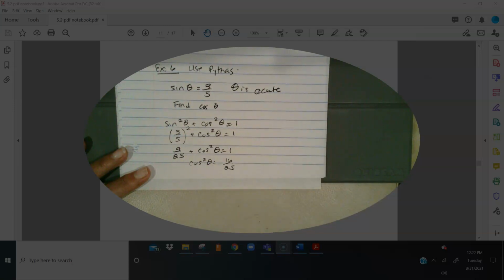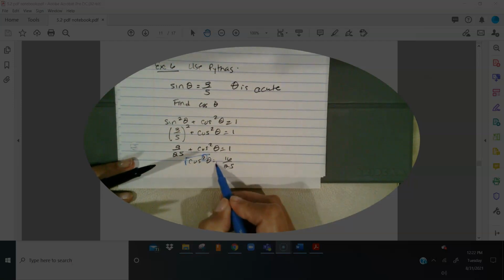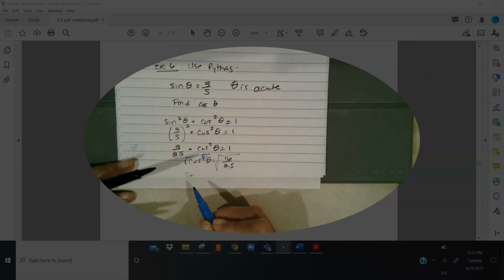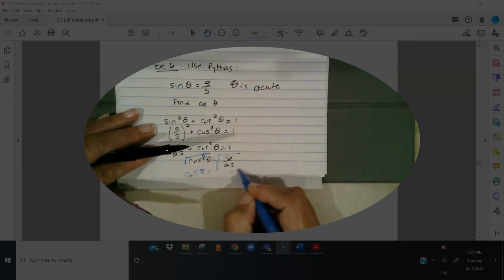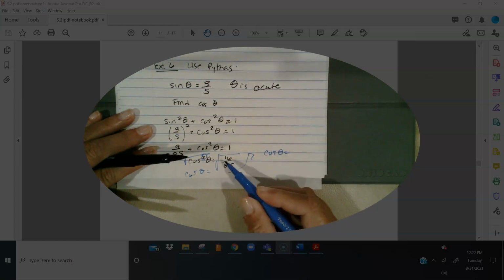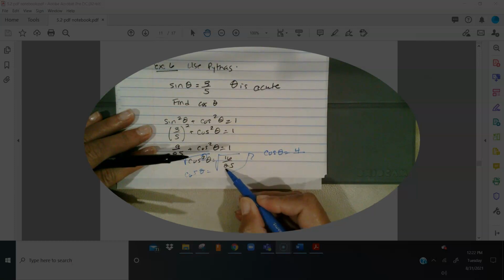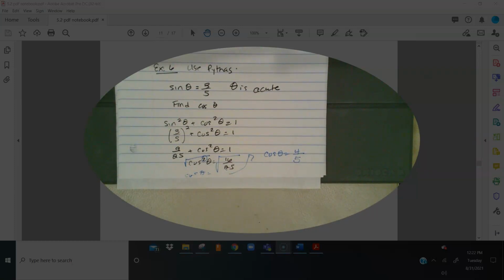Use your calculator or a common denominator. And then to undo the square, you take the square root. So the cosine of theta would be the square root of 16. Let's move it over here. The cosine of theta is the square root of 16, which is 4, and the square root of 25, which is 5. So we just found the cosine of theta.